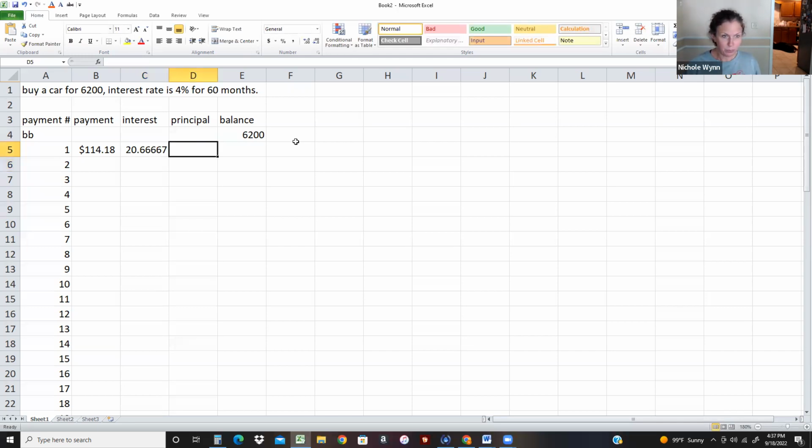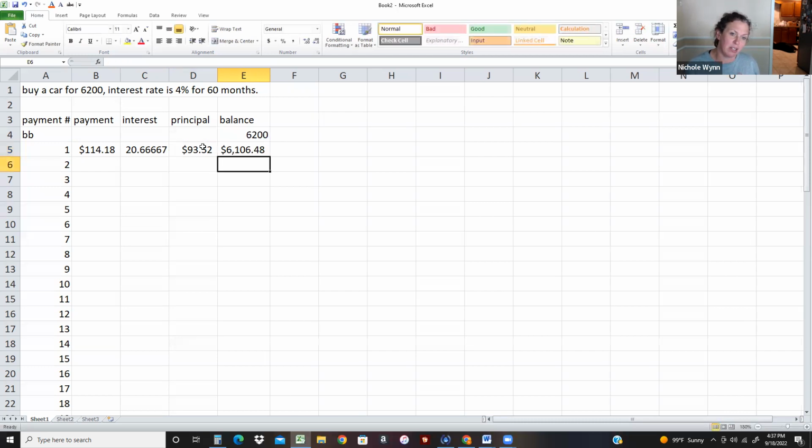Okay. So the amount that goes to interest is $20.67. The amount that goes to principal is the difference, payment minus interest. So what, 93-ish? Yep, 93 goes to principal. So my loan balance goes from 6,200 down by 93 to 6,106.42, and so it drops the balance by about $93.